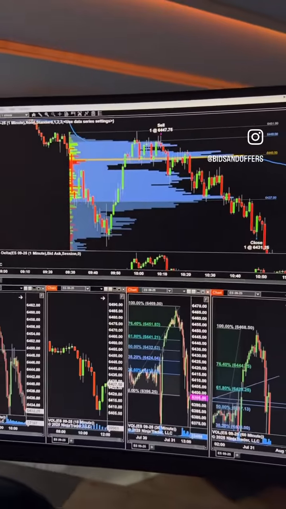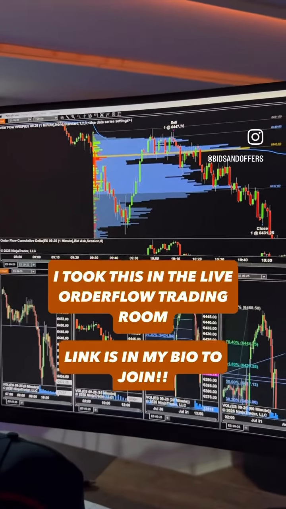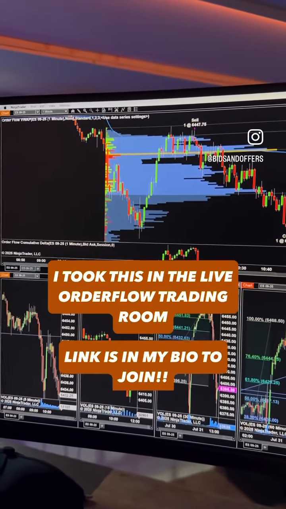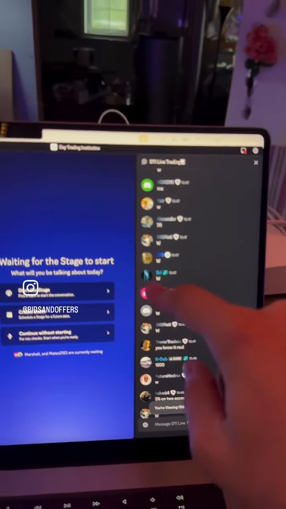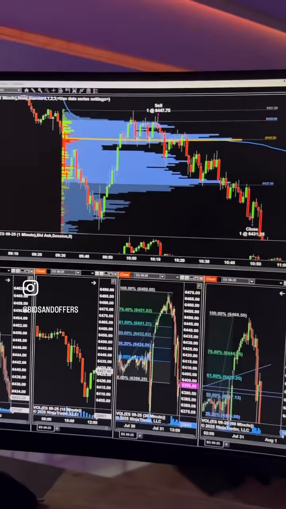I caught this trade in the DTI live trading room with Raul and Chris today. Really, really solid setup. Lots of members in the live caught it, as you can see right here. Lots of value in there.